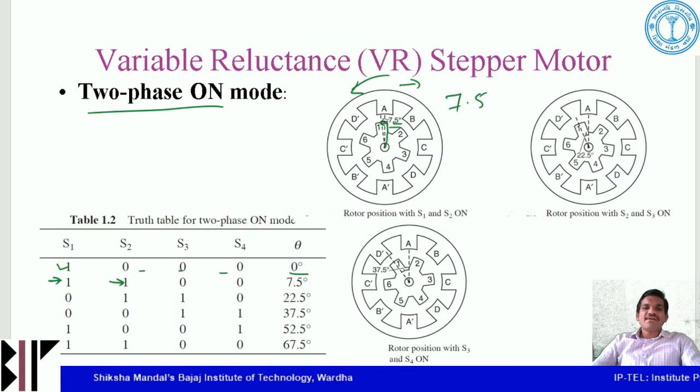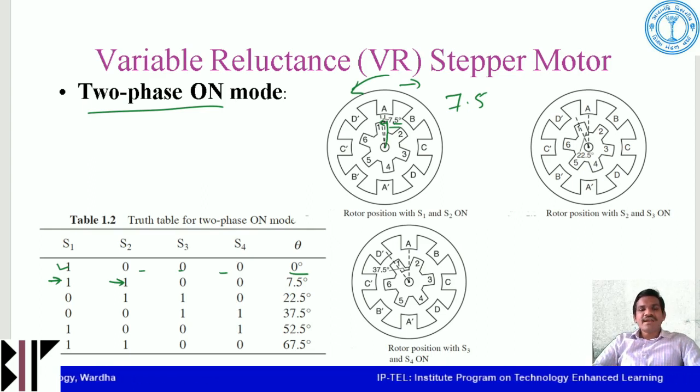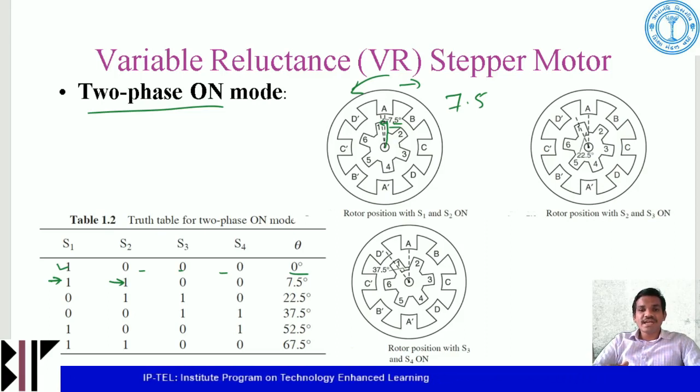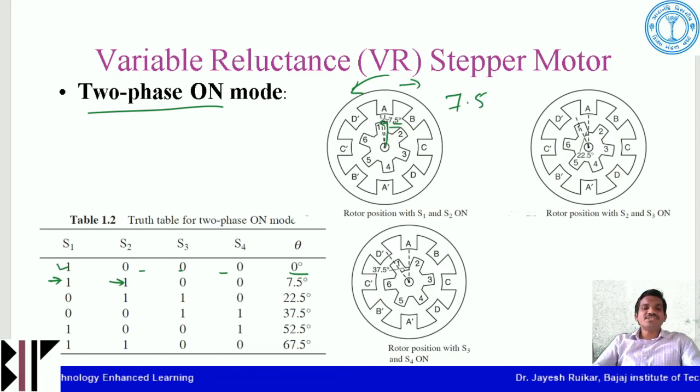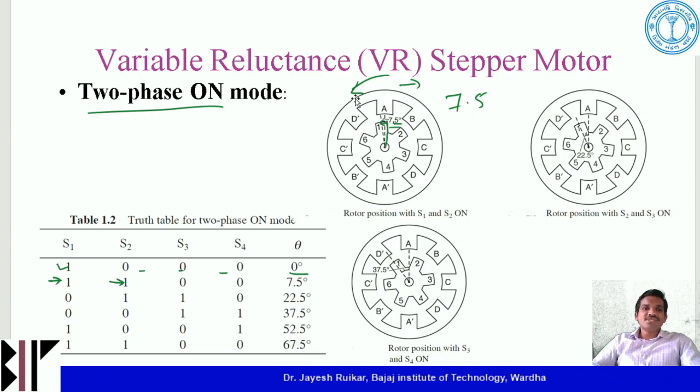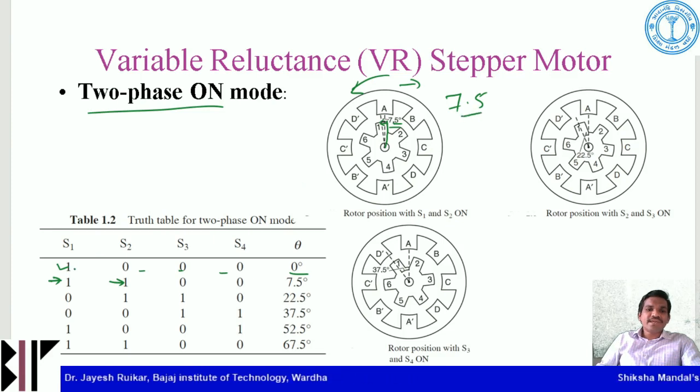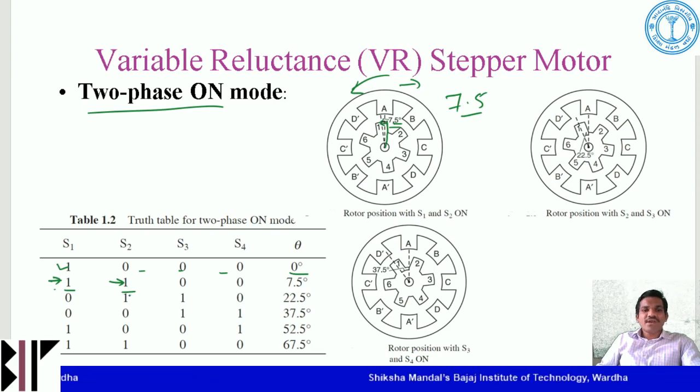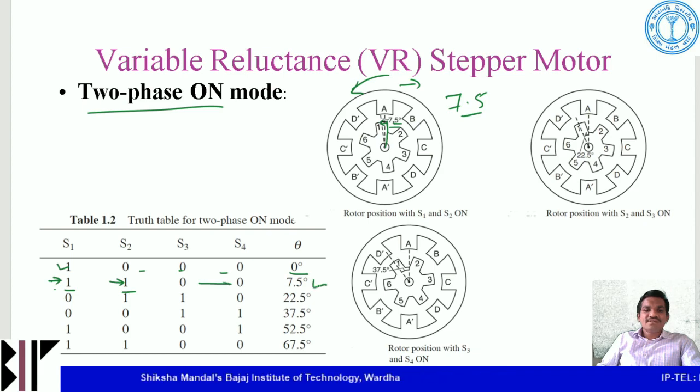After energizing these windings, a magnetic force is produced, and when the magnetic fields or forces at phase A and phase B are equal, your rotor will take its rest position. The step angle we got at this position is 7.5 degrees, which is shown in this truth table. So when S1 is on and S2 is on, and the others are off, you will get a step angle of 7.5.